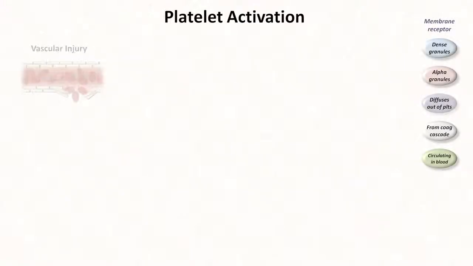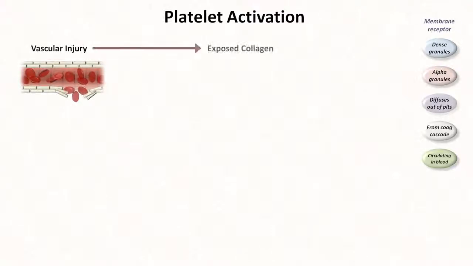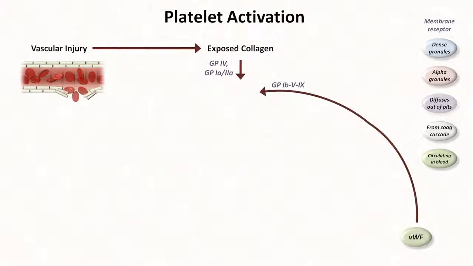Once again, after vascular injury, subendothelial collagen becomes exposed. The GP6 and GP1A2A receptors bind to this directly, and the GP1B59 receptor complex binds to collagen via von Willebrand factor. The process by which platelets initially become stuck to exposed collagen is platelet adhesion. The act of platelet adhesion to collagen can itself lead to platelet activation.